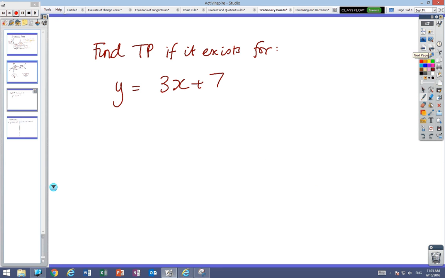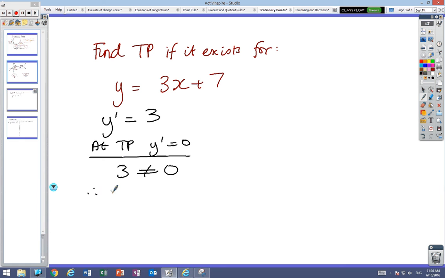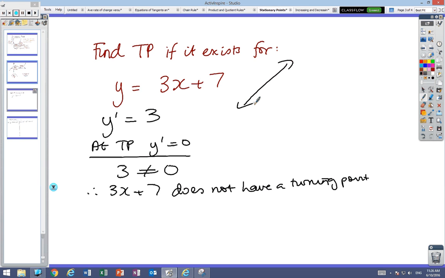Okay, so can a turning point exist on a straight line? The obvious answer is no, but let's see how the maths works out. y dash equals 3. If it's going to be a turning point, y dash equals 0. 3 cannot equal 0, therefore 3x plus 7 does not have a turning point. And we knew that anyway because it's a straight line. A straight line doesn't have a turning point, but the maths is y dash equals 3, and 3 can't equal 0, so y equals 3x plus 7 does not have a turning point.